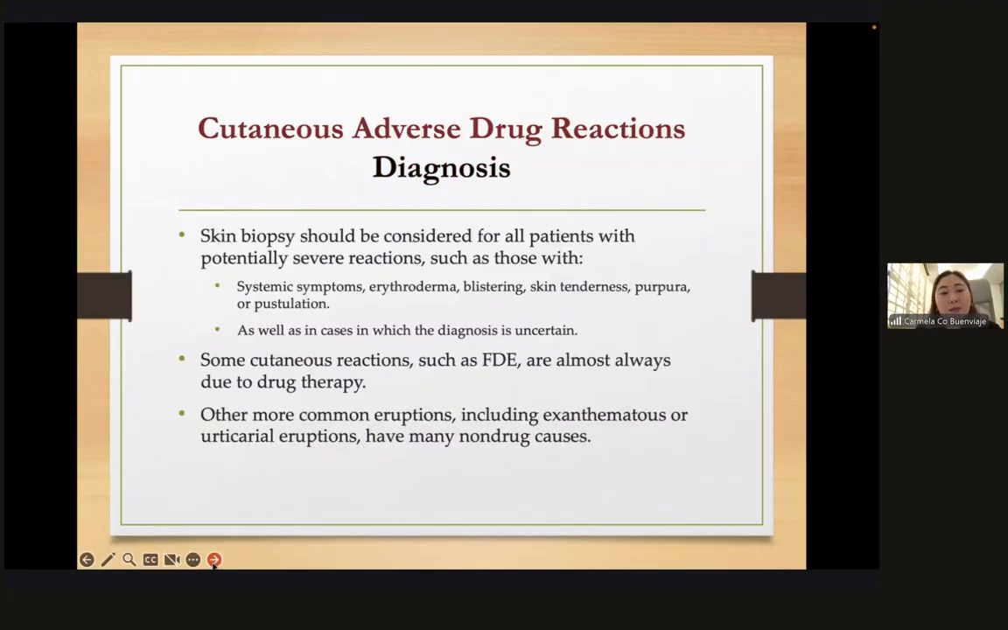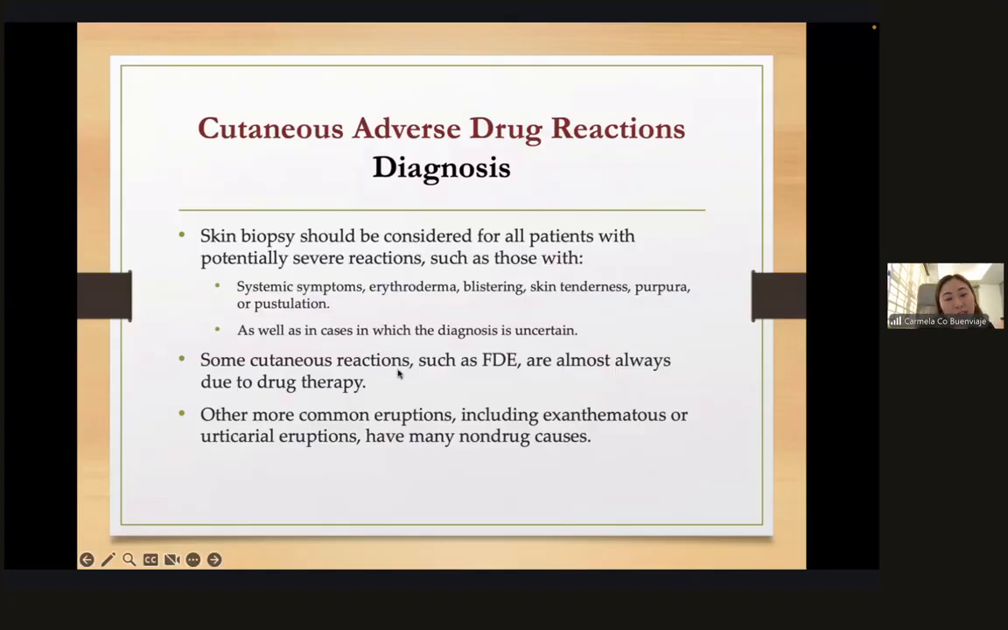Okay, so skin biopsy should be considered for all patients with potentially severe reactions. Actually, in practice, for all patients with drug reactions, we do skin biopsy to document if it's really a cutaneous adverse drug reaction or something else. But skin biopsy is very much required for severe reactions, those with systemic symptoms, erythroderma, blistering skin presentation, skin tenderness, purpura, or pustulation, as well as in cases, of course, in which the diagnosis is uncertain.